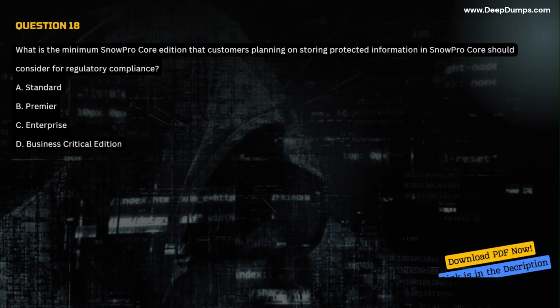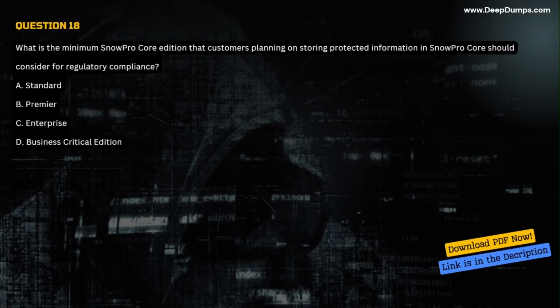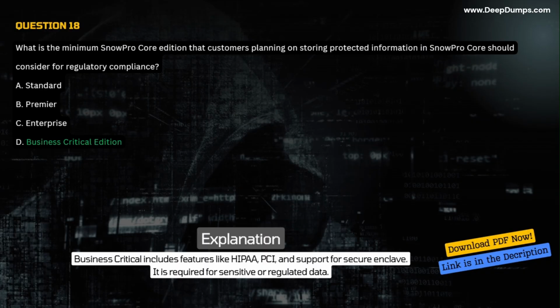Question 18. What is the minimum Snowflake edition that customers planning on storing protected information in Snowflake should consider for regulatory compliance? A. Standard. B. Premier. C. Enterprise. D. Business Critical Edition. Correct answer D. Business Critical Edition. Explanation: Business Critical includes features like HIPAA, PCI, and support for secure enclave. It is required for sensitive or regulated data.